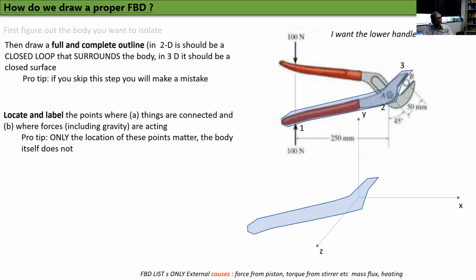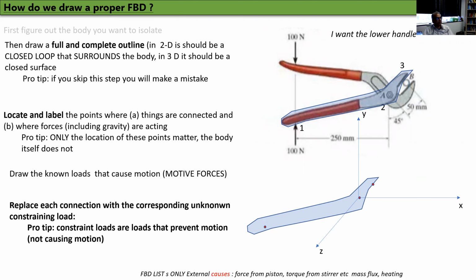You can put your axis anywhere you like. Those are my 3 points. Now, I'm going to draw the known forces, and then at each connection, the corresponding unknown constraint load. So at point number 1, I have the 100 Newton force. At point number 2, it's a pin joint. That may be a pin joint. Where it is right now, I could consider it as a pin joint. If it is sliding somewhere else, then it would be a different kind of joint. You'll have to pay attention to what kind of joint it is.